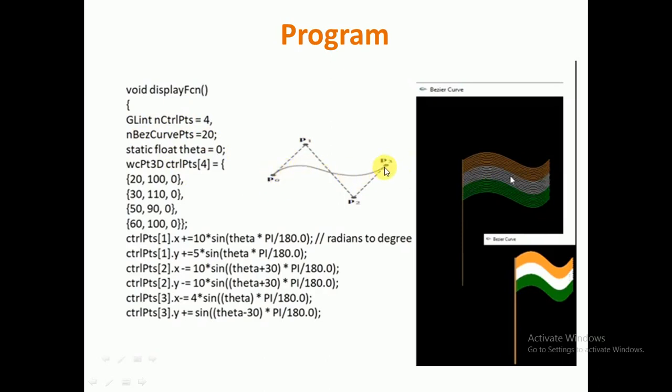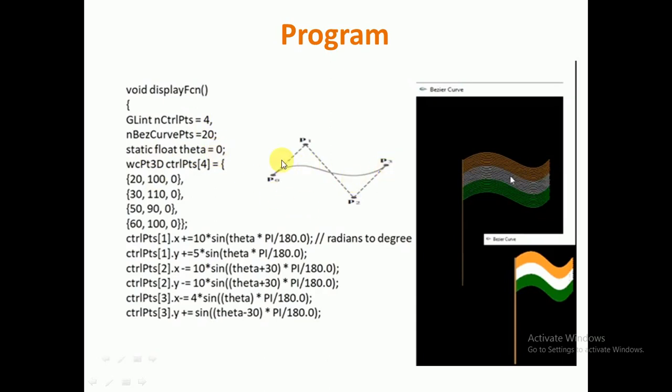You can take any number of points. If you take more points, you will get a smoother curve. If you take fewer, you may get a staircase-like curve. That's why we have taken 20 here. If you want, you can change it in your program. There are 20 points on this Bezier curve, and we calculate those 20 points in our program. Then the static float theta: initially we have taken theta as 0, because this is a sine wave.